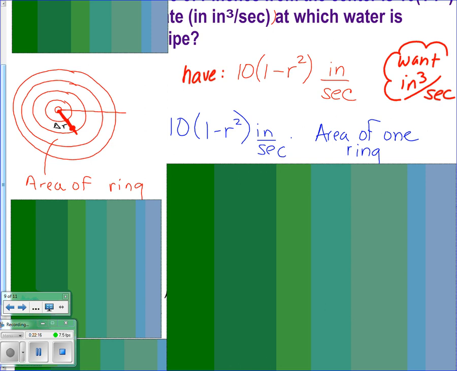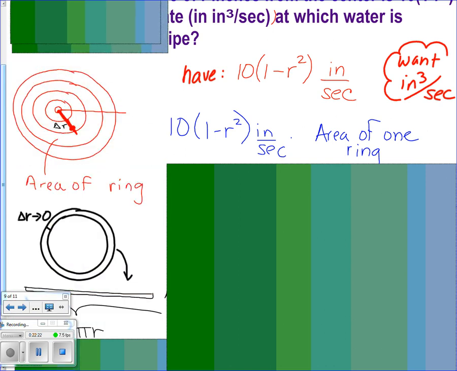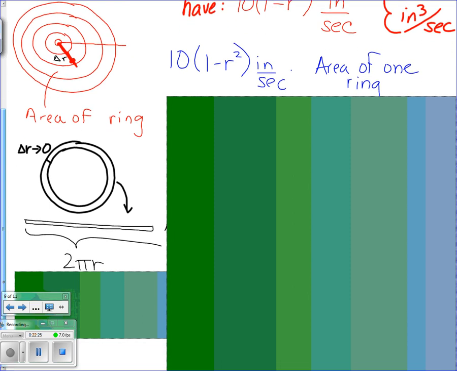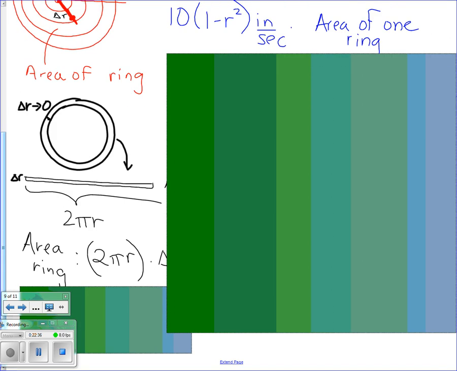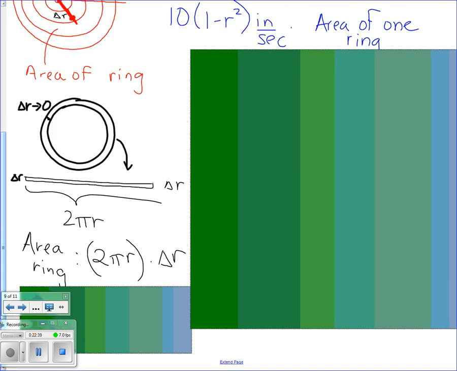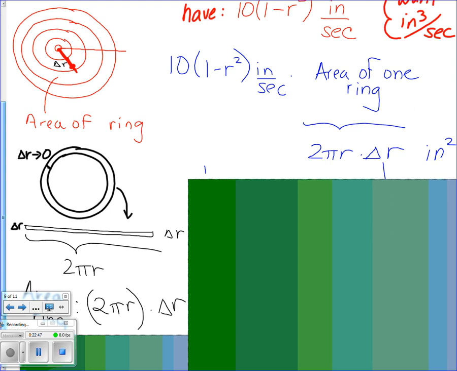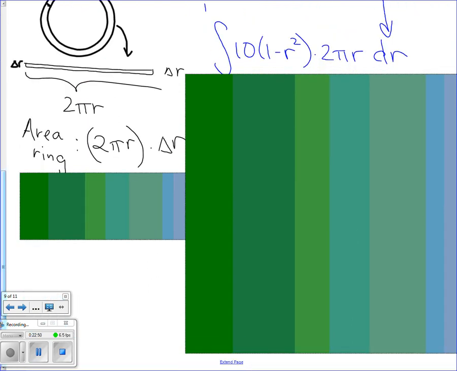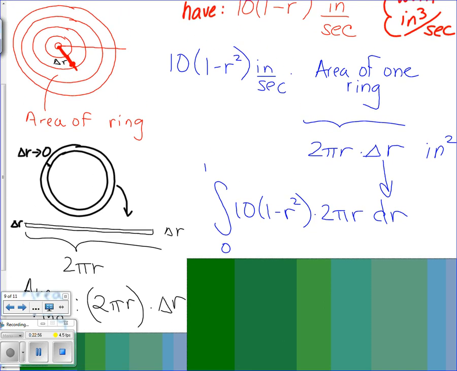So I know that my thickness of the rings is going to eventually go to 0. So I need to find the area of one ring, and I do the same thing that I did in the Boston problem. I'm going to remove one ring and slice it. So I make a little slice and I stretch it out, and the dimensions of that ring are delta r by 2 pi r, thus giving me the area of one ring to be 2 pi r delta r. Okay, so then I go back to my problem here, and I put that in for the area of one ring times 10 times 1 minus r squared, and that's the integral that I want.